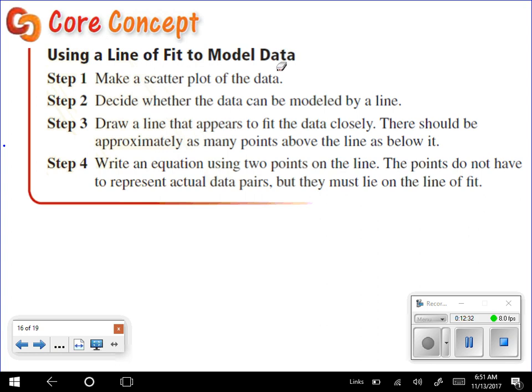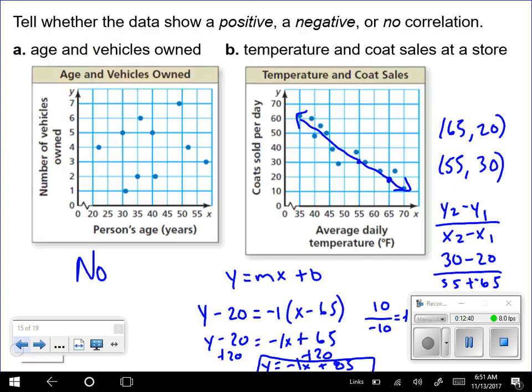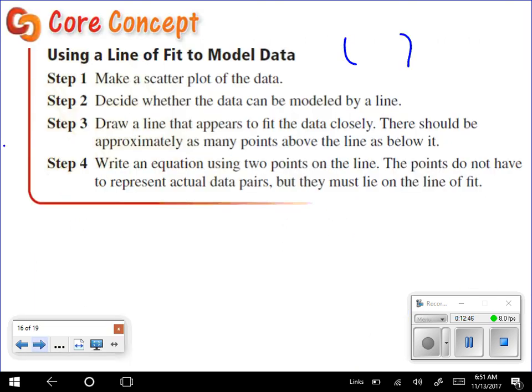So we talked about how to make a scatter plot. You can use your ordered pairs in a scatter plot to graph points, and then decide whether it can be modeled by a line, like that line of best fit. This A over here could not be modeled by a line, but B could. And then we can draw a line that appears to fit the data closely. Okay, as many points about as above as below. And then we can write an equation like we just did. So that kind of sums up our day with scatter plots.